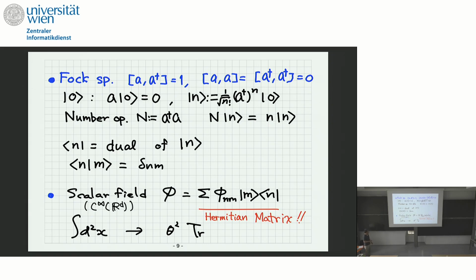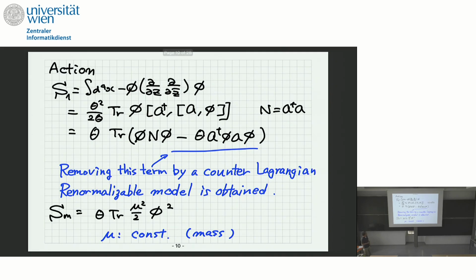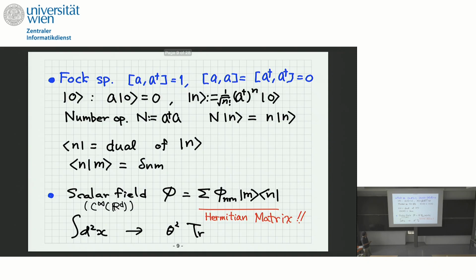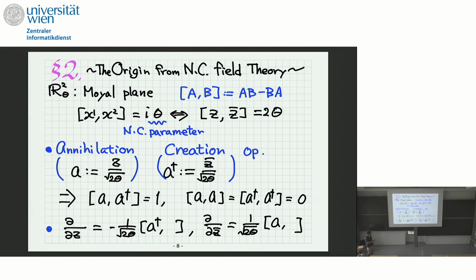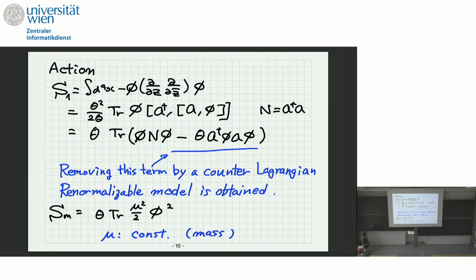As in quantum mechanics, the integration is replaced by a trace operation. The kinetic term of the scalar field is given by this. As already mentioned, the derivative is replaced by the commutator. So that is given using the number operator and another term written using a.